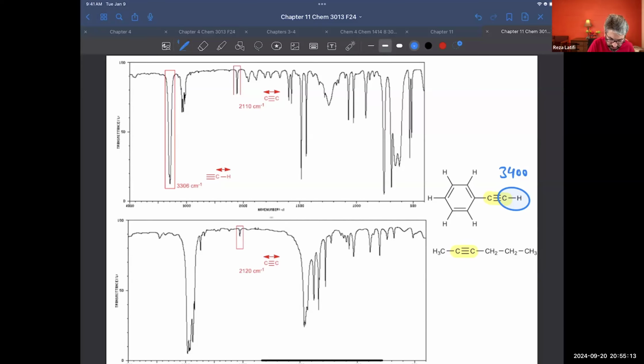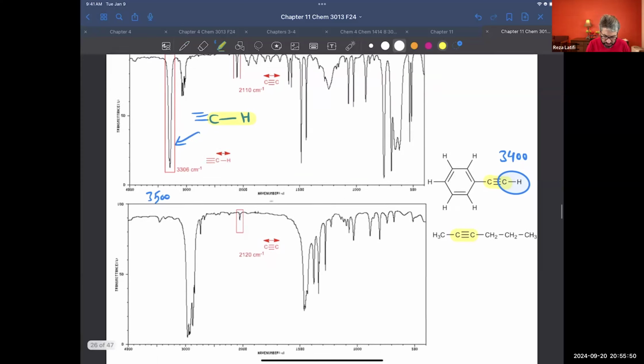And here you go, I see a peak here, higher than 3000, maybe 3500. So that peak is around, as it says, 3300. That should be an H attached to a carbon, and that carbon is involved in a triple bond. So we have a carbon involved in a triple bond and an H there. The peak that we see there is for the CH vibration.